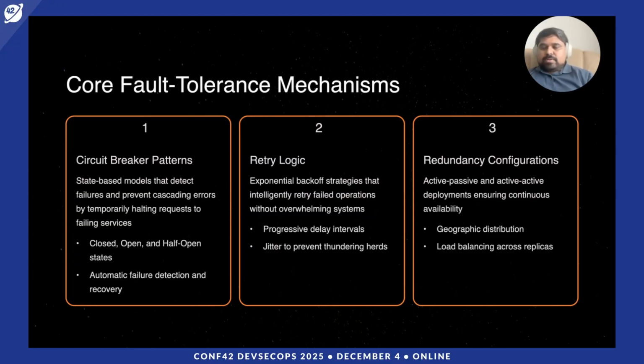So the concept of this is active-passive and active-active deployments, ensuring continuous availability. No single machine hosts the entire load. So there are two deployment patterns: active-passive, where the primary server handles all traffic.